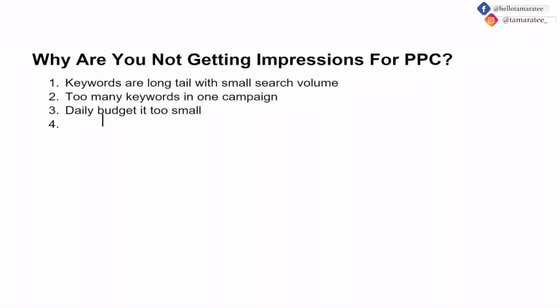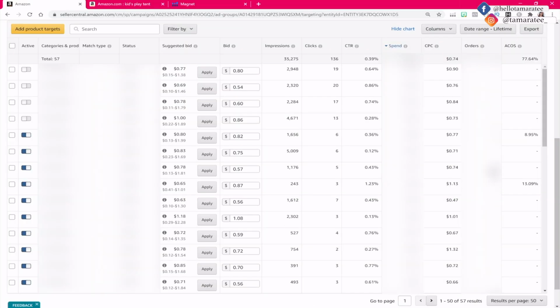The fourth reason why you are not getting impressions is because your keyword bids are too low. If you are bidding too low, you are not going to get any impressions. So if we go back to my dummy account right here, this is where you bid for all of your keywords or your ASINs. It says the maximum amount you will pay for a click when this target triggers your ad. Now I want to be very clear here, you guys.